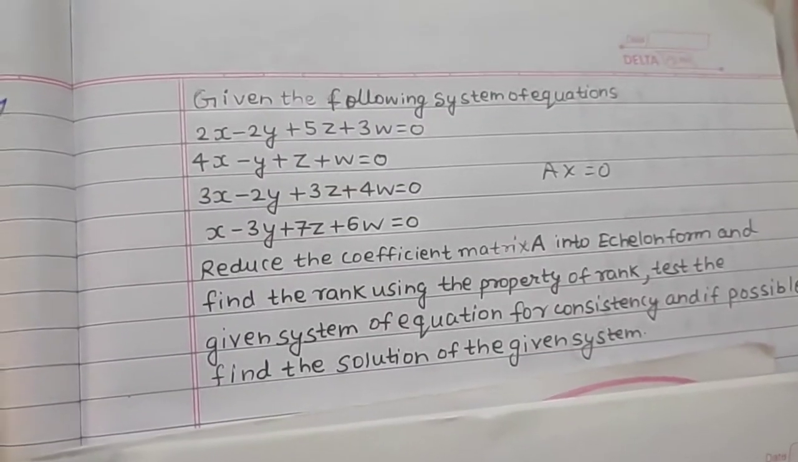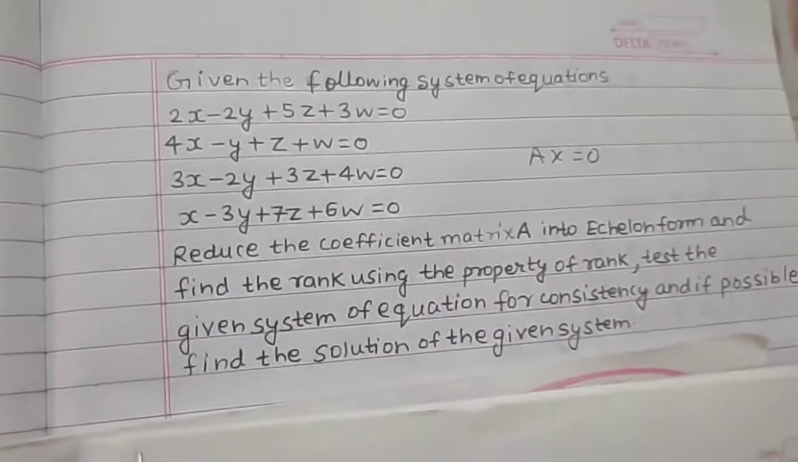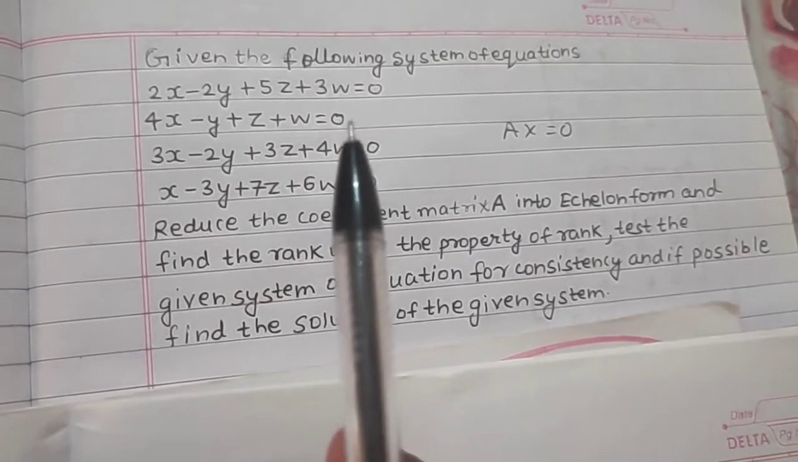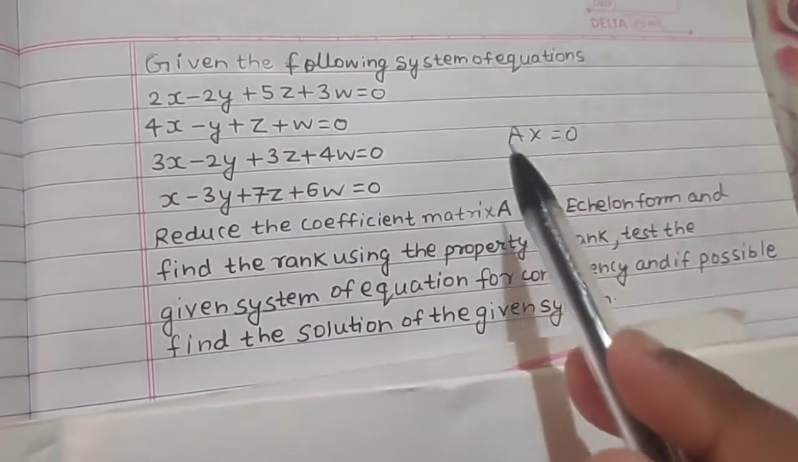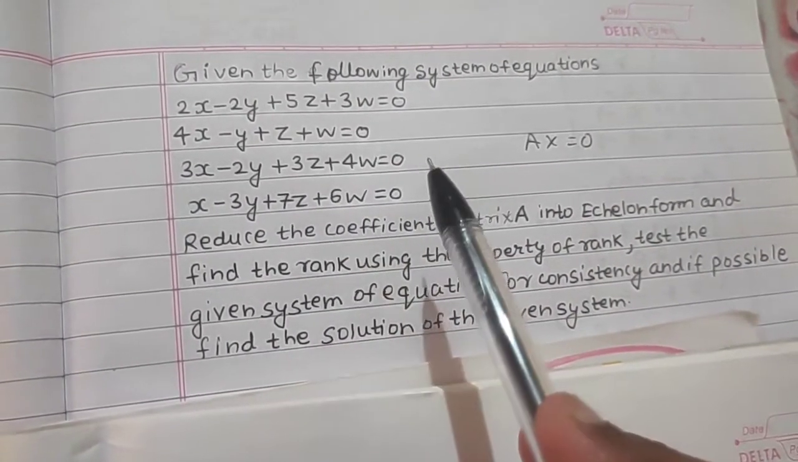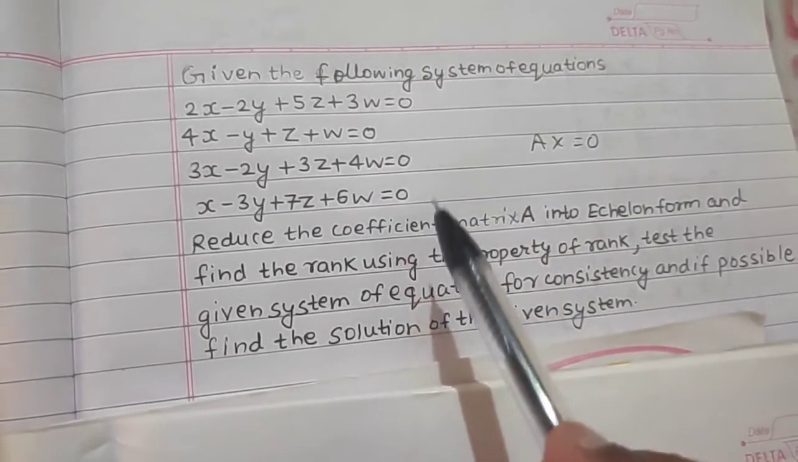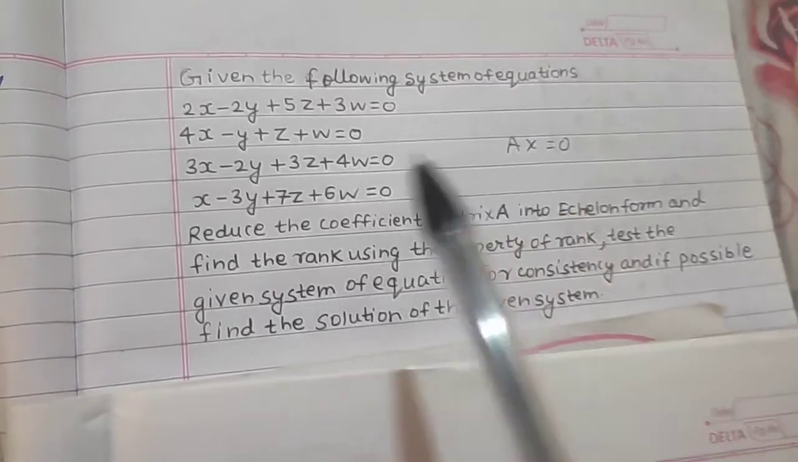So given the following system of equations, I have also not written the question again. I have just kept my previous copy of the question only. We have been given 4 equations in the system. This was not written initially, I have written it because I can clearly see this is a homogeneous set of equations because the right hand side is all 0. So I can write this in the form AX equals 0.